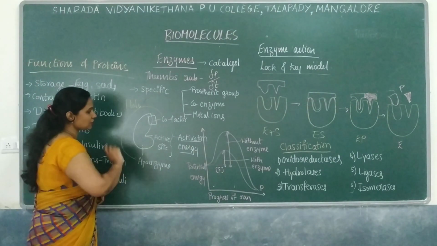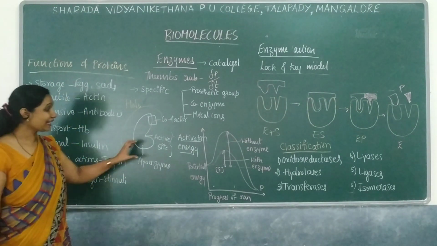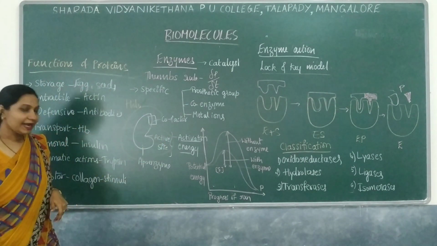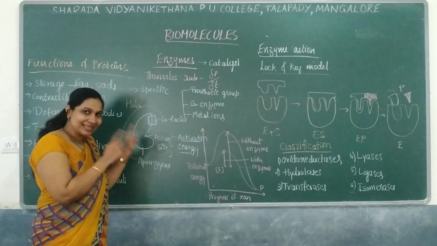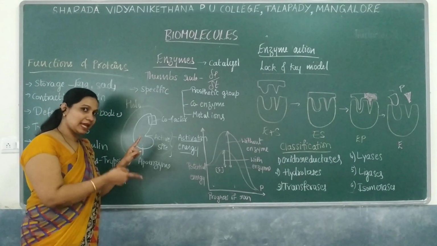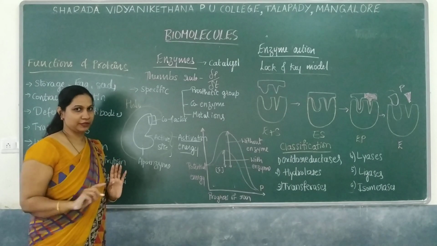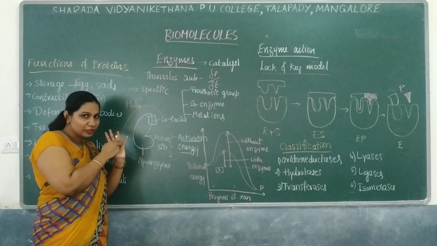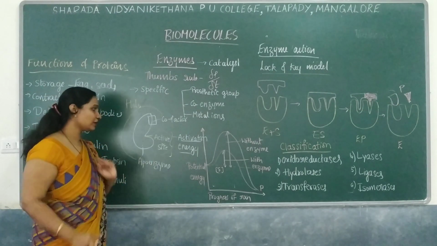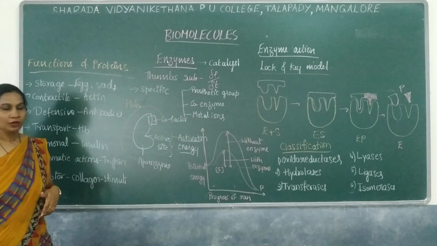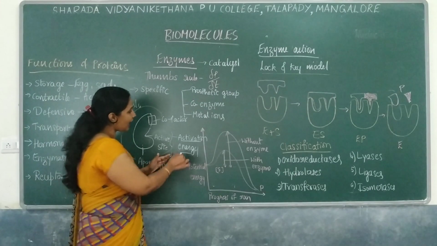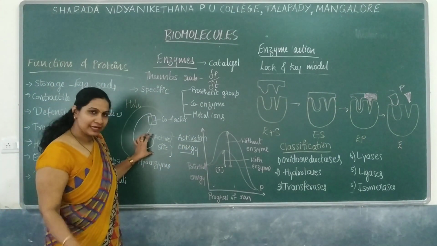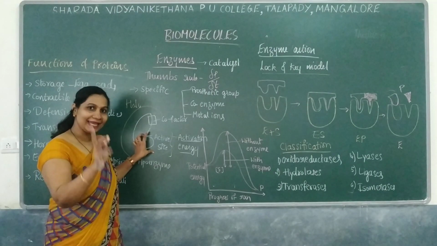Now, there is a site known as the active site. What is this active site? The active site is the site found in the enzyme for the binding of substrate. The substrate will come and bind to the enzyme at that particular site. So that site is known as the active site.